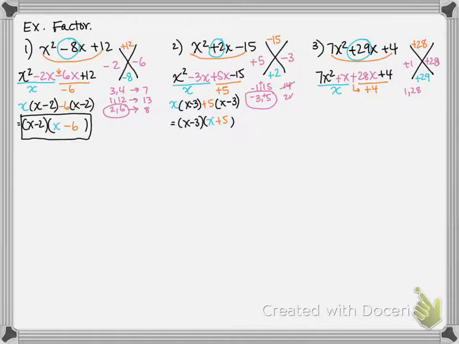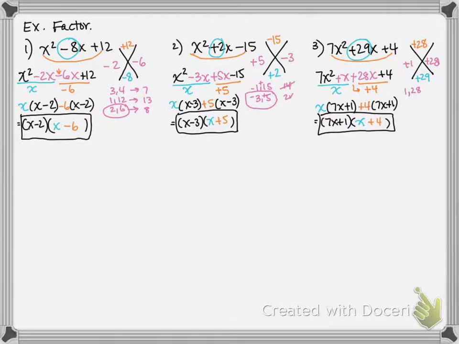And then that's going to give us an x times the quantity 7x plus 1, and then we're going to pull out the positive 4, and we get times the quantity 7x plus 1. So our magic occurs. We get 7x plus 1 times the quantity x plus 4. Okay, and there you go. Oh, I forgot to box up this answer. And let's do another one.